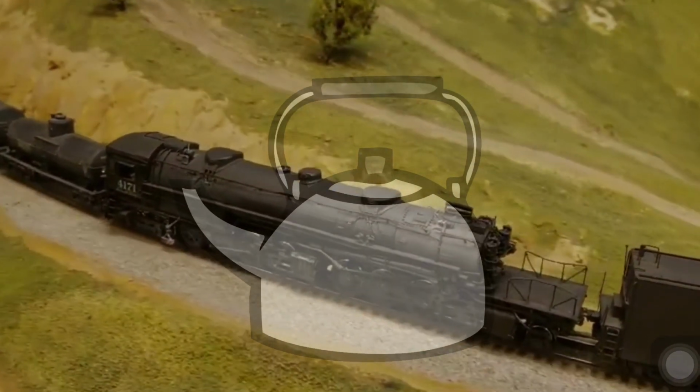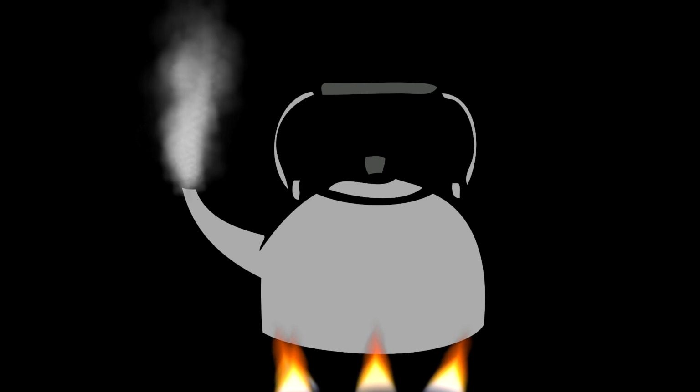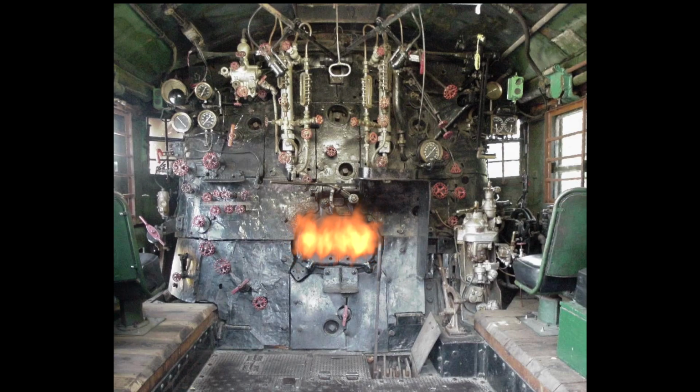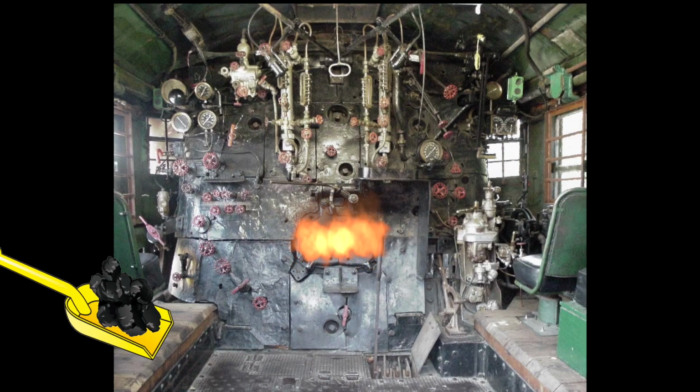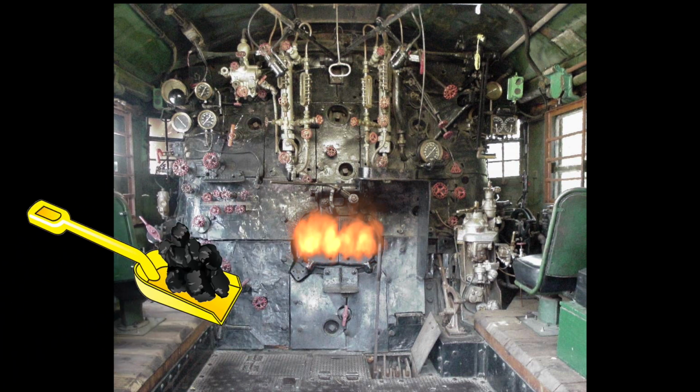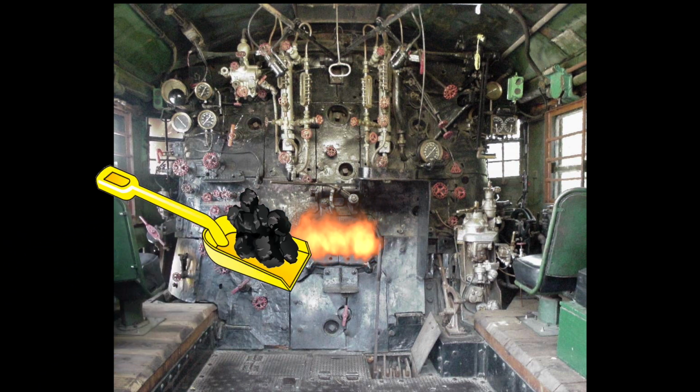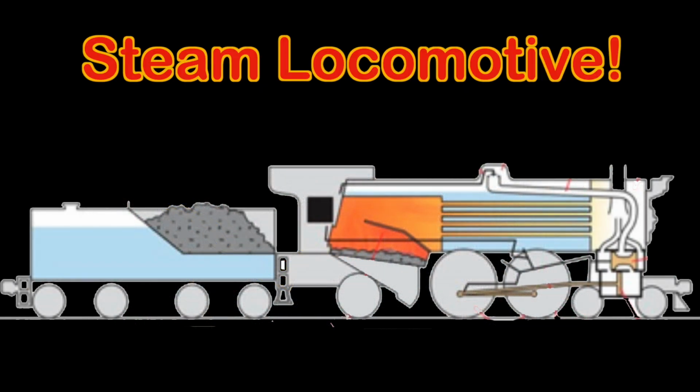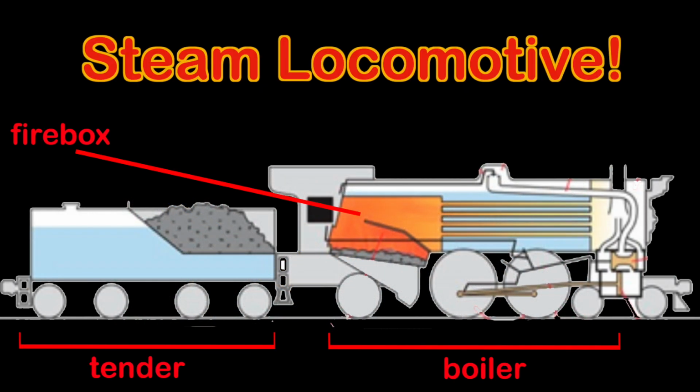The first locomotives were powered by steam. Steam is created when water is heated to its boiling point. In a steam locomotive, coal or wood are scooped into a firebox, which is located just behind the boiler. As the material burns, it heats the water contained in the boiler and produces the steam that powers the train.